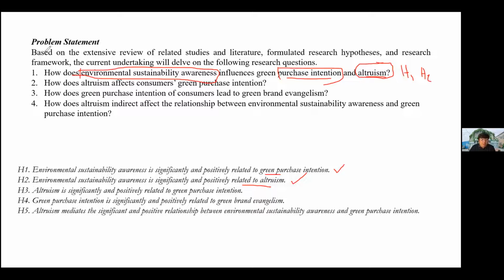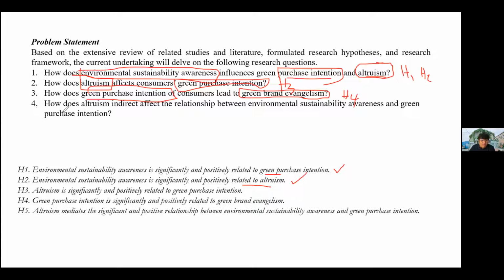Number 2, kung titignan naman natin yung problem statement number 2, how does altruism affect consumer purchase intention? So here we want to know whether altruism can affect green purchase intention. So saan natin makikita yan? That is basically hypothesis 3. In our hypothesis 3, we want to know whether altruism is significantly and positively related to green purchase intention. Then for number 3 here, how does green purchase intention lead to green brand evangelism? Here we want to know the relation of green purchase intention and green brand evangelism. So that is basically H4, that green purchase intention is significantly and positively related to green brand evangelism.